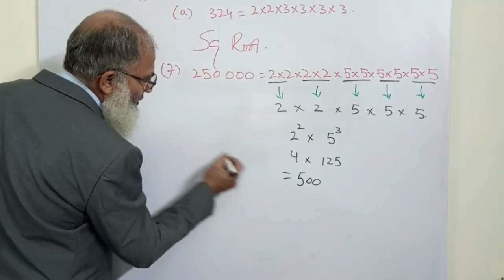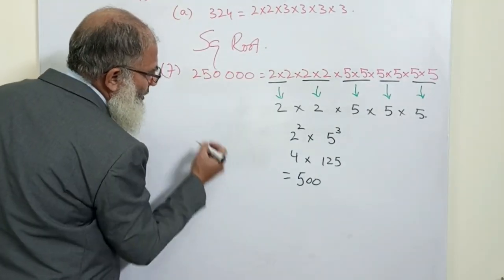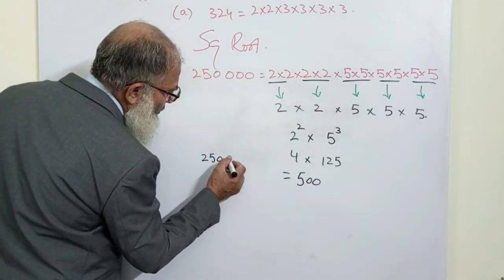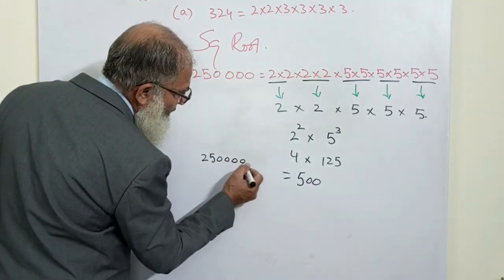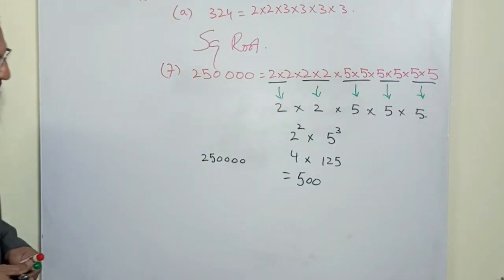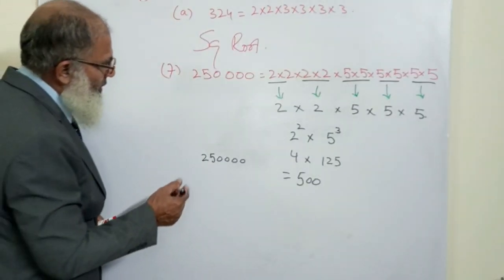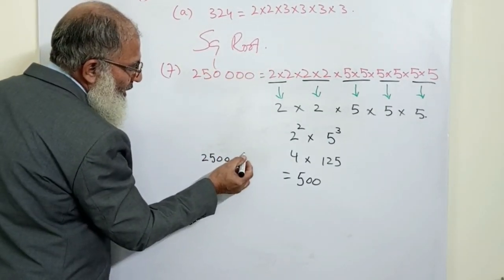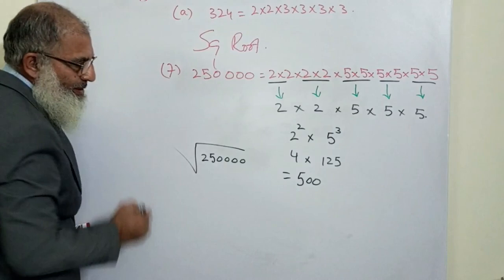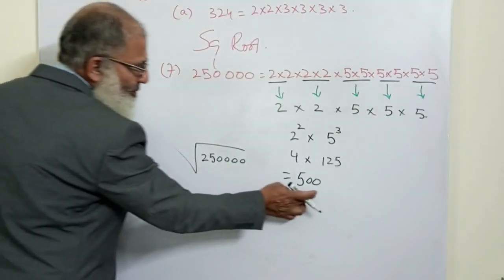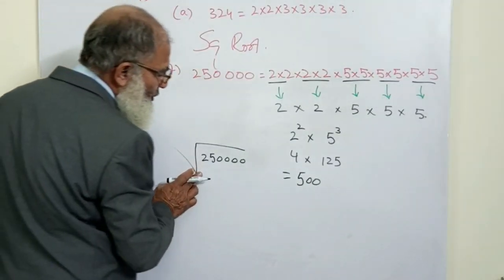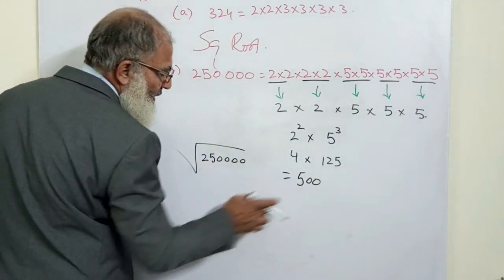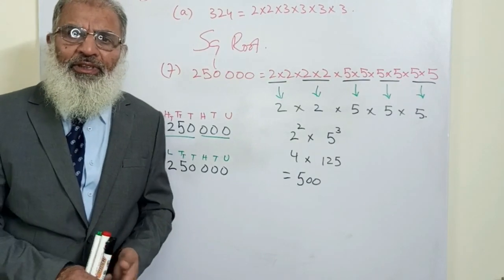So the square root of 250,000 is 500. Because we have to find the square root, if I do it like this, now these questions make some sense. The square root of 250,000 is 500.